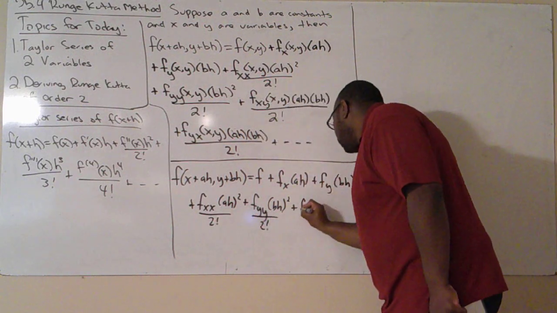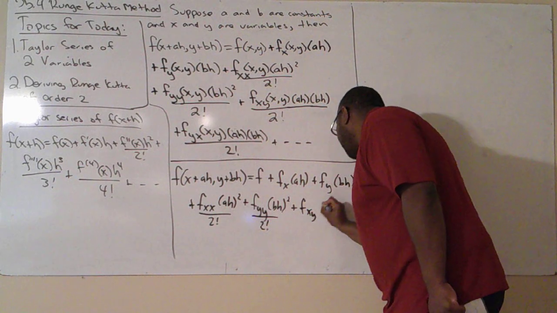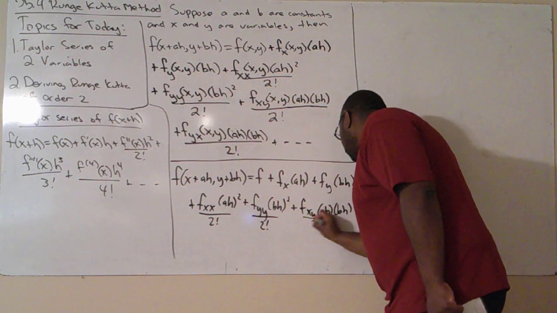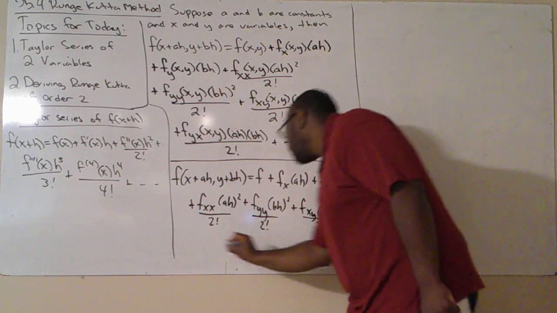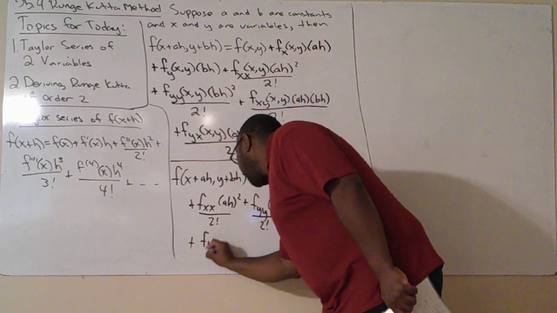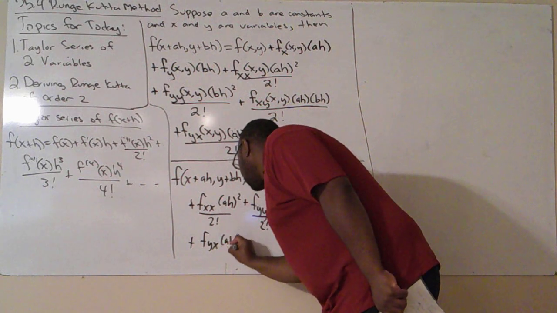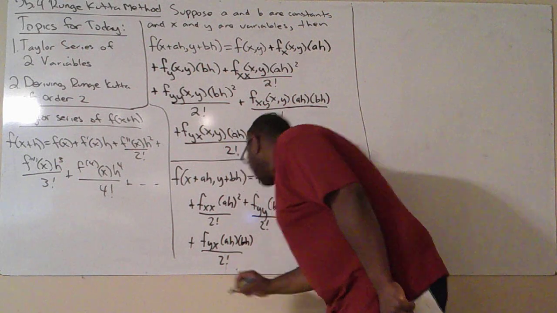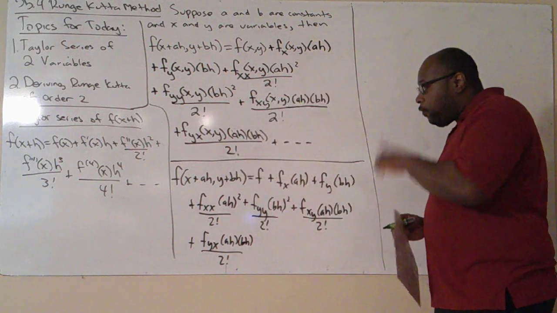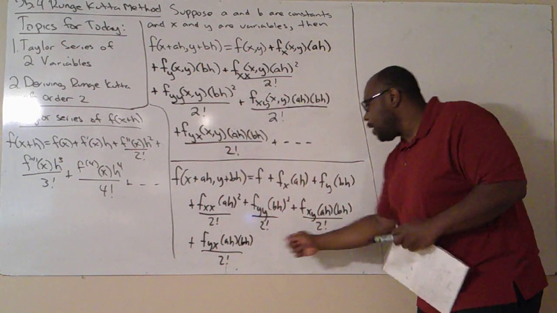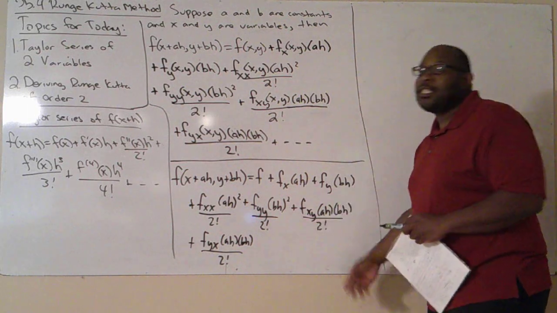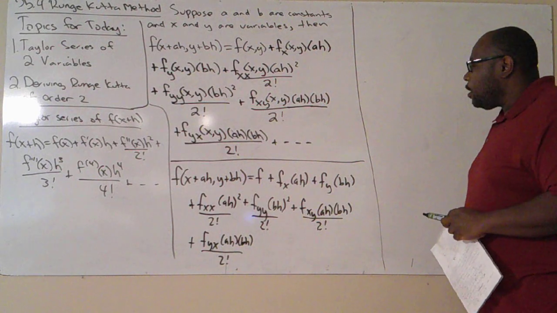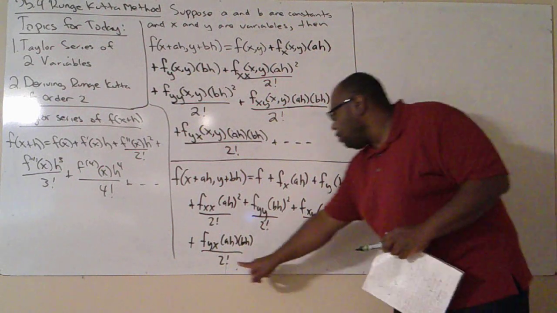And then I have x comma y, h over 2 factorial, plus y then x, h squared over 2 factorial. Now usually you guys already know from calculus 3 that these two should be equal to each other, as long as f is continuous in terms of its partial derivatives. We can make that assertion. I'm not going to do that here. I'm going to just keep them separate.